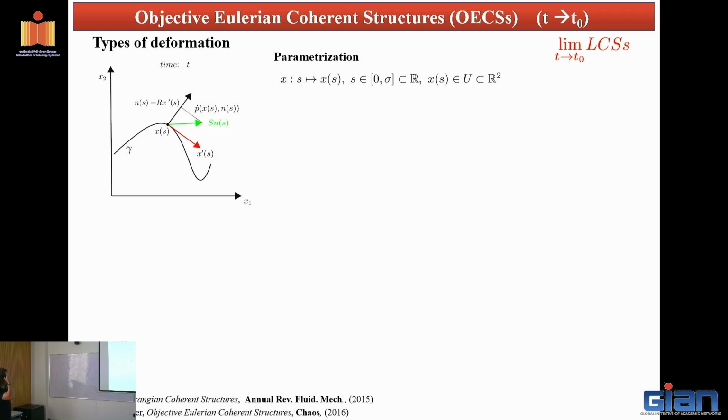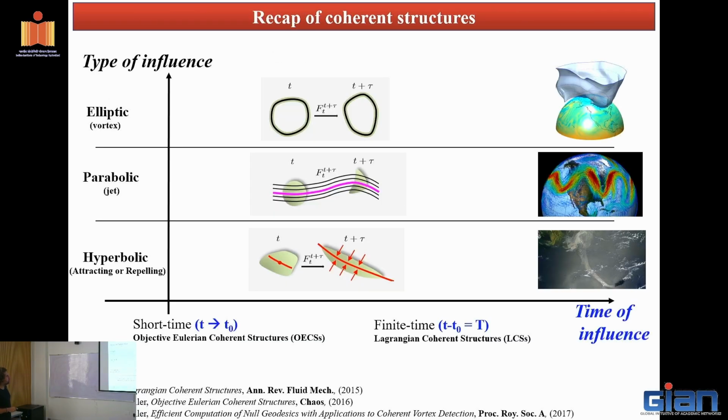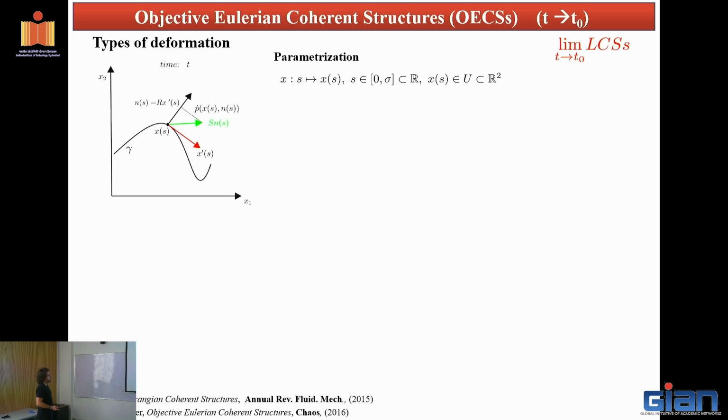So what I want to do today is try to explain a little bit the elliptic coherent structures, and I'm going to do it using the Eulerian formalism. Eventually we are going to use the Lagrangian one, but the Eulerian one is perhaps a little bit easier to interpret, but they are exactly the same.